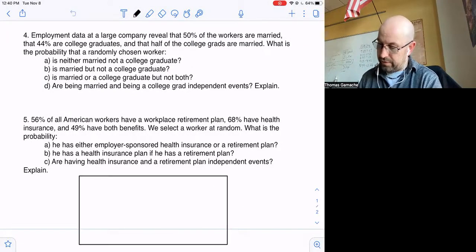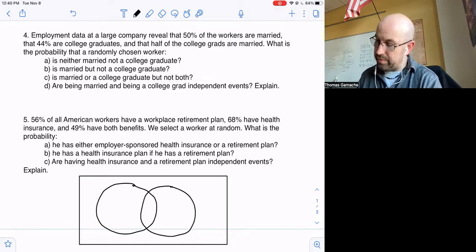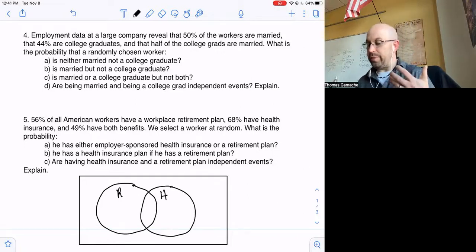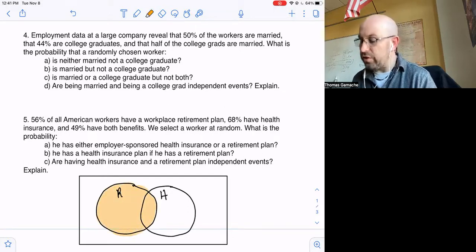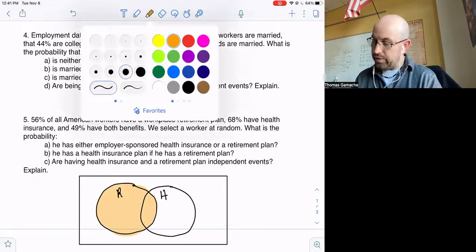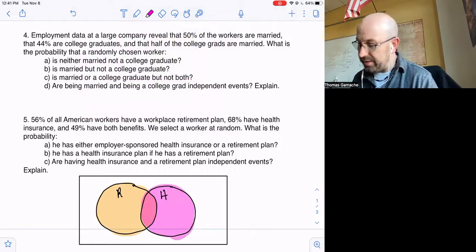Let's see how this rectangle comes out. Hey, not bad. All right, so I'm going to go with two circles. I'm looking at two situations here: I have retirement plan and health insurance, and they also have both benefits. So I'm going to plug in what I know. Now it's telling me 56% of people have a workplace retirement plan. So when they're telling me that, that means this whole R circle is going to be 56. When they're telling me 68 have health insurance, that means this whole circle that I just colored in is going to add up to 68.